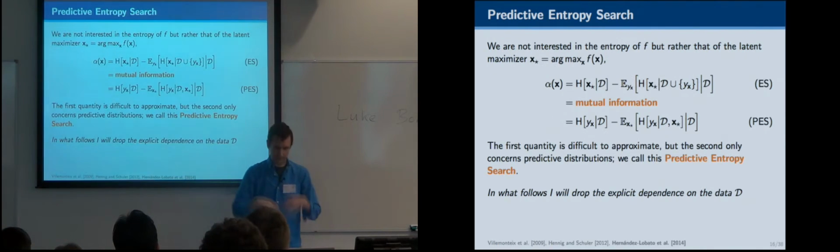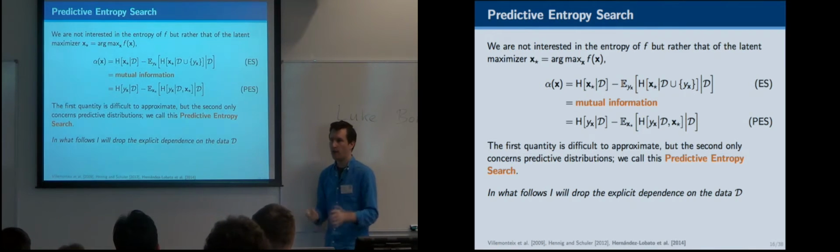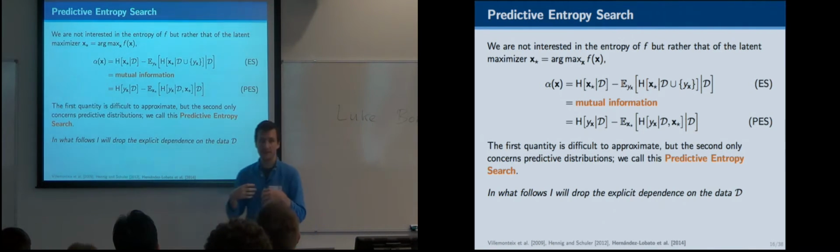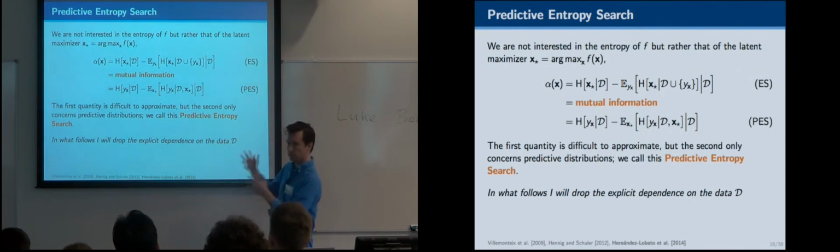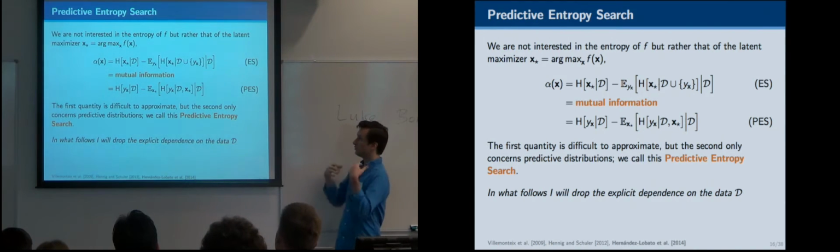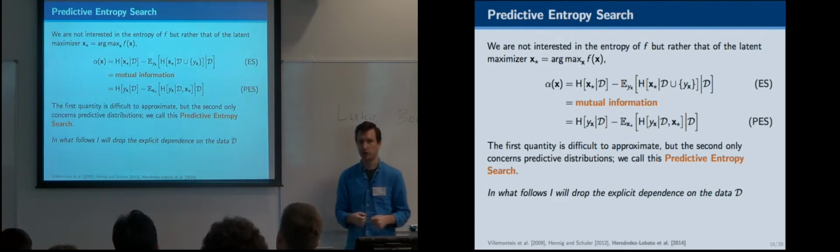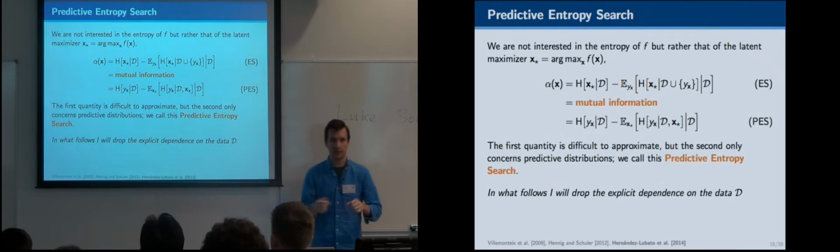OK. But I'm not interested in actually learning the function f well. All I care about is finding the maximizer of the function f. So instead, what I can do, my function f is this latent variable, so I also have a distribution over the maximizer of my function. So what I can do is look at the entropy in the maximizer, x star.